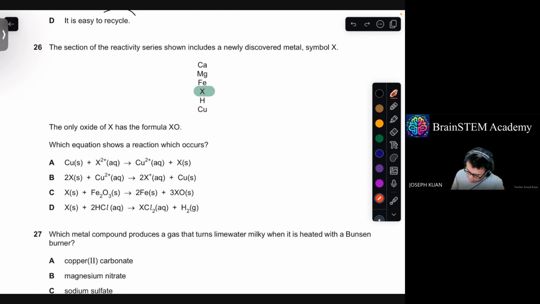Now, remember, in the reactivity series, the ones on top are the strong ones, which means reactive. The ones at the bottom are weak, or should I say less reactive. So essentially, X is somewhere in between. And we see X is more reactive than hydrogen and copper, which means that it is able to displace copper out from its salt solution.